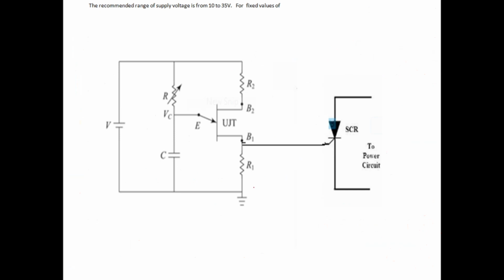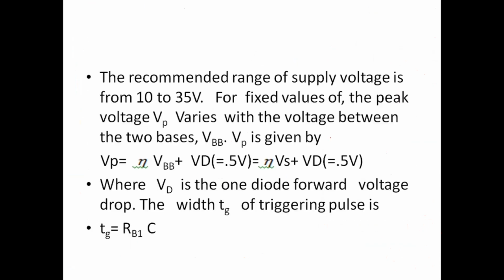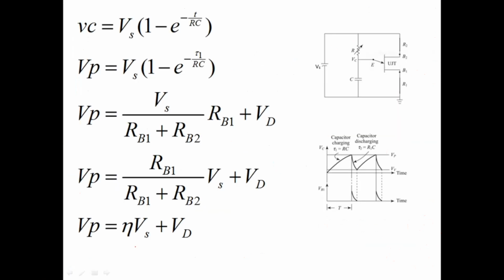Here I have shown the complete circuit where the voltage I get from the UJT, I connect to the SCR. The recommended supply range is 10 to 35 volts for fixed values of peak voltage. As I told, V peak is eta VBB plus VD, that is eta into Vs plus VD, where VD is the diode drop, and the time constant is R1C.